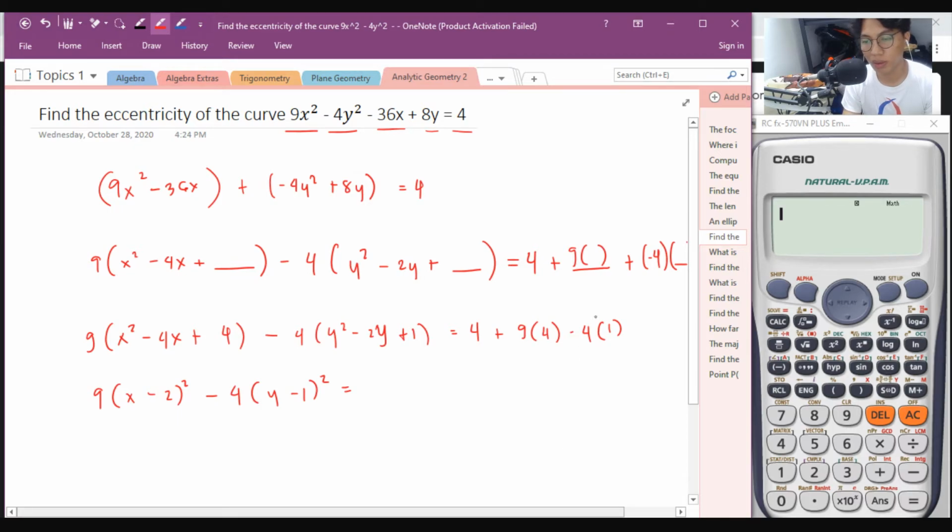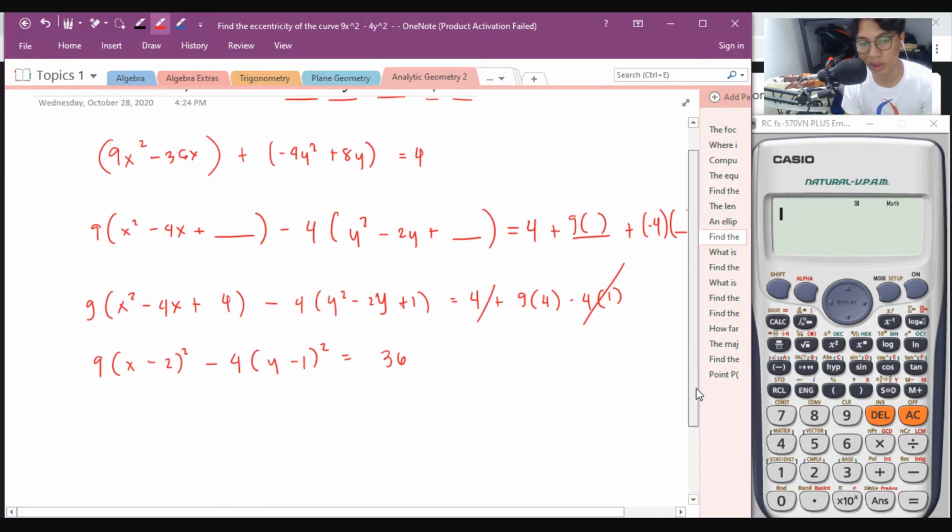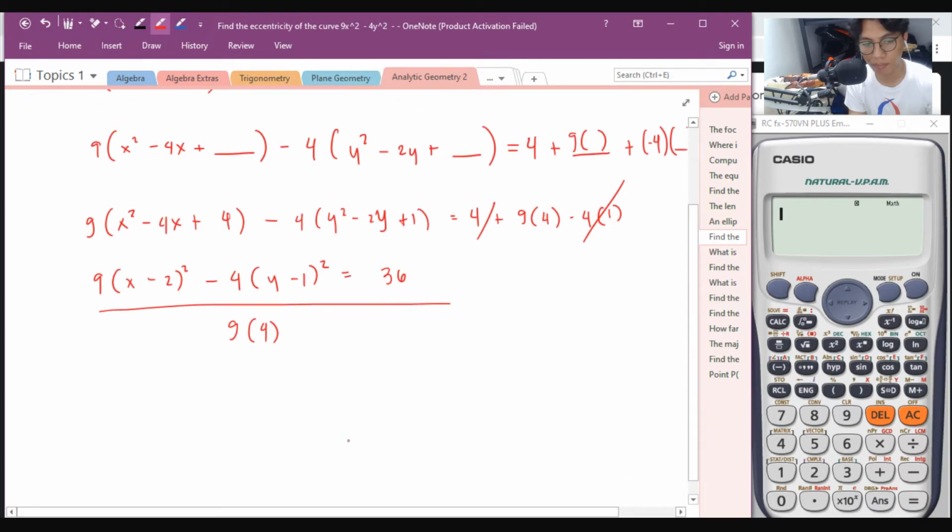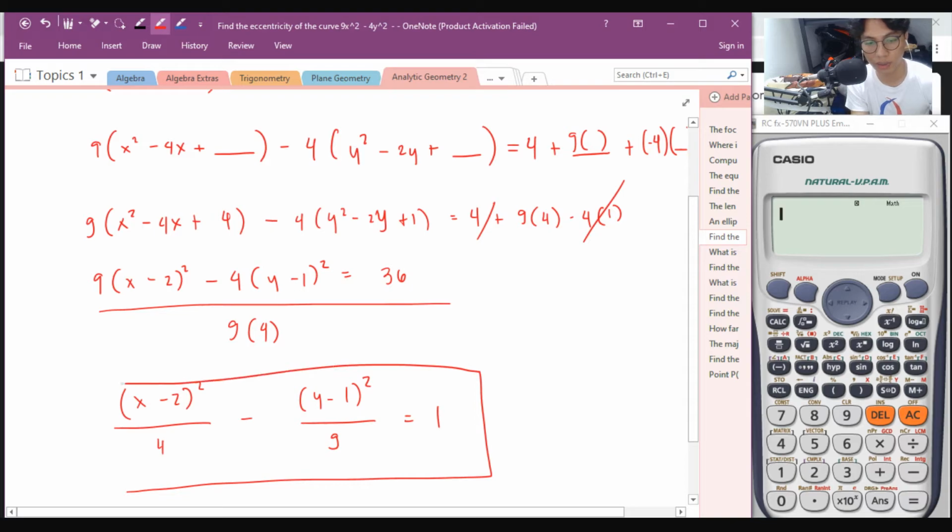Simplify ko to. Cancel na to. Bali 36, 9 times 4, 36. Divide both sides by 9 and 4. So this will become x minus 2 squared over 4 minus y minus 1 squared over 9 equal to 1. Ito na yung standard equation natin.